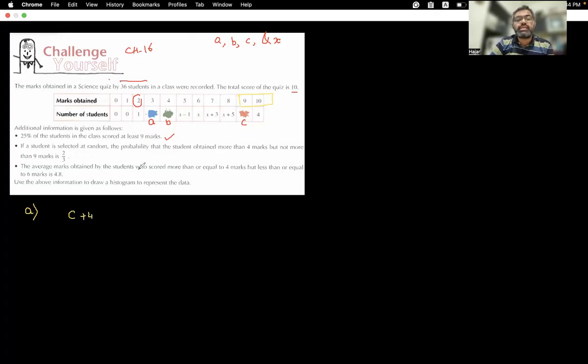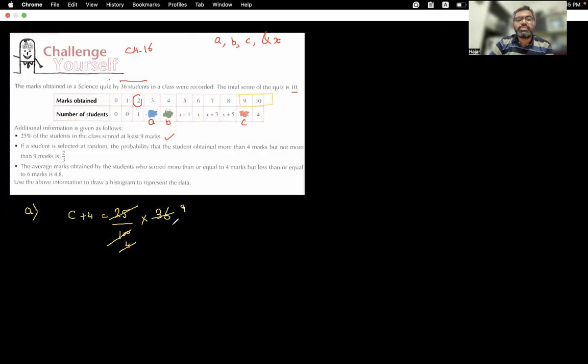And how many students are these? These are 25% of the total. 25% means 25 over 100, of the total of 36 students. So we can evaluate it. If there is a common factor, we should cancel it out. 25 divided by 25 is 1, and 100 divided by 25 is 4. We have 36 over 4. Again, we can cancel here. 36 over 4 is 9.